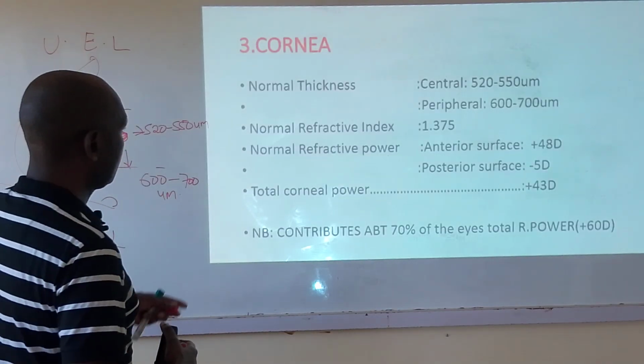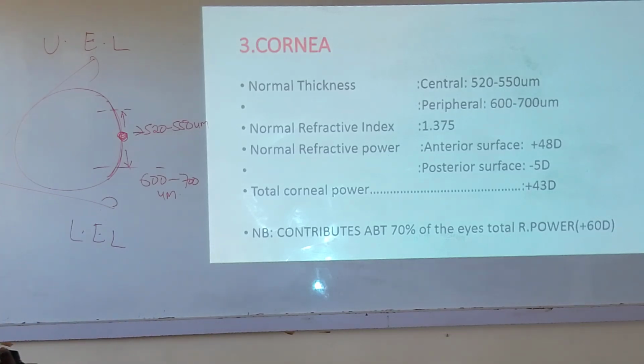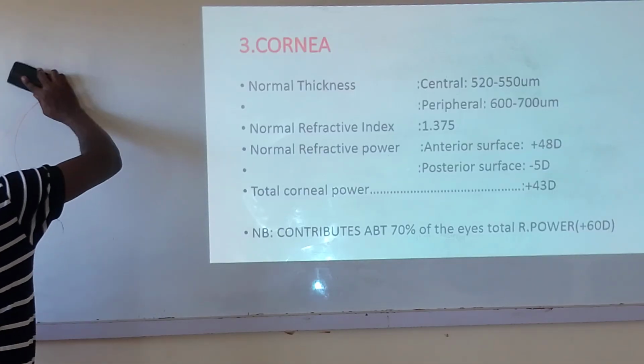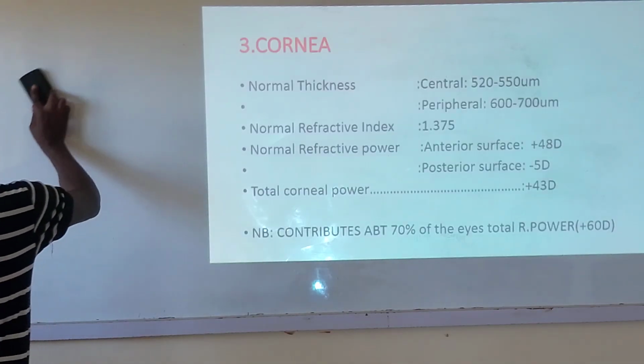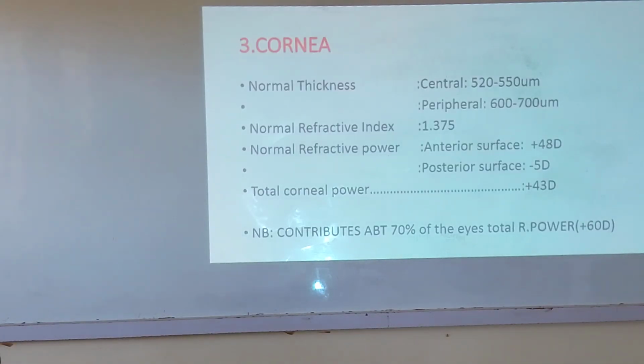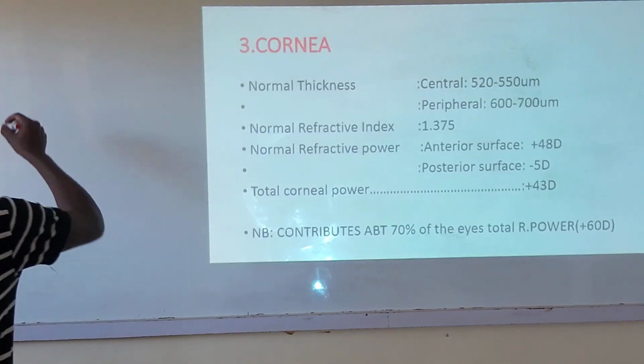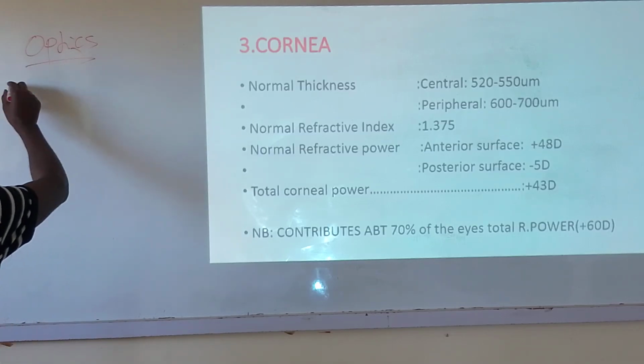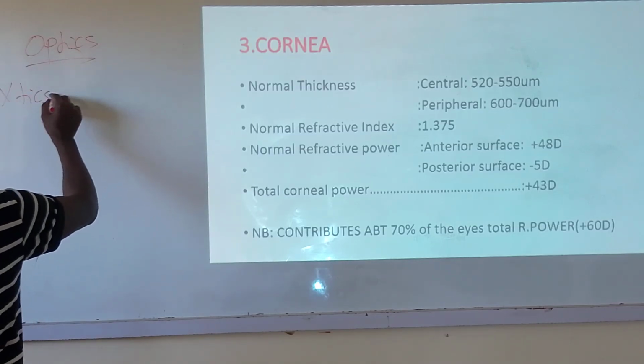Okay, and the normal refractive index of the cornea is 1.375. Remember, refraction is just the bending of light. When you study optics, you will find characteristics of light.